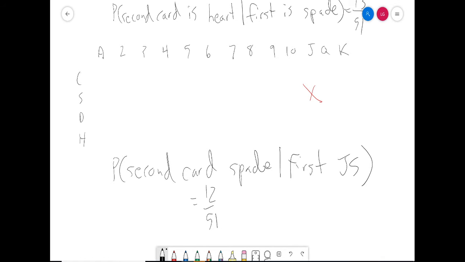So what we can think about is the probability that the second card is a heart, given the first is a spade: 13 out of 51. Probability the second is diamonds, given the first is a spade: 13 out of 51. Clubs, given the first is a spade: 13 out of 51. Probability the second card is a spade, given the first is a spade: 12 out of 51. Add those up, probability of the whole space: 51 out of 51. There are 51 cards left in the deck, right? You've taken one out.